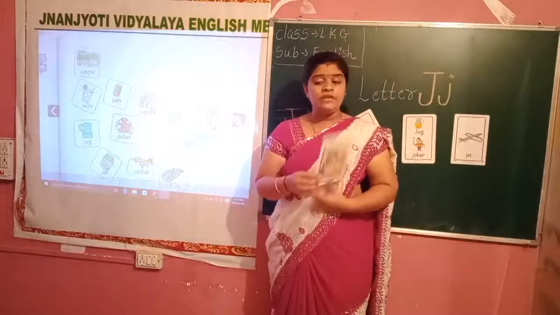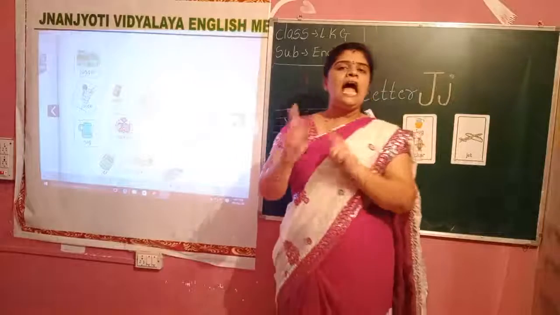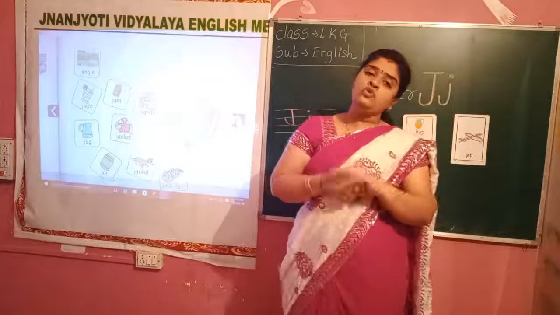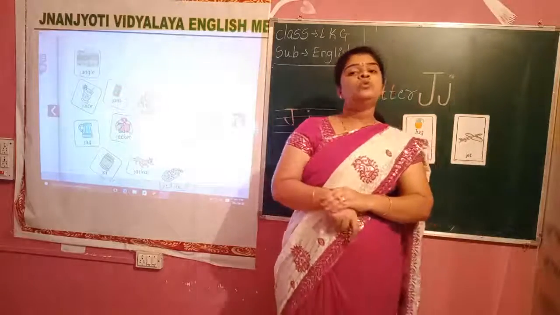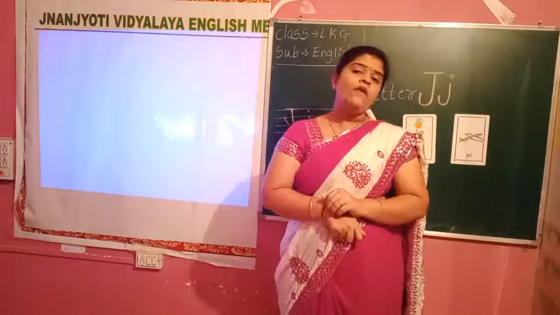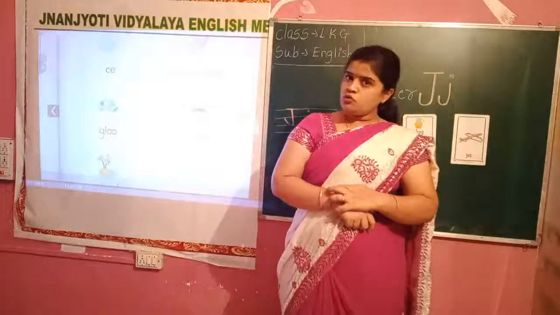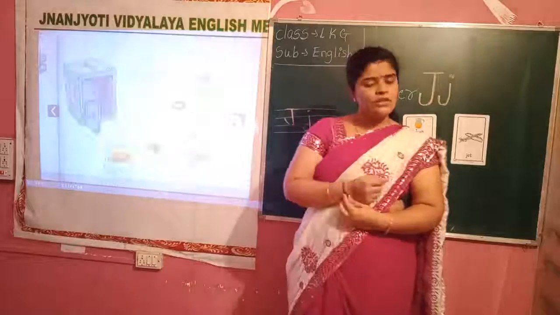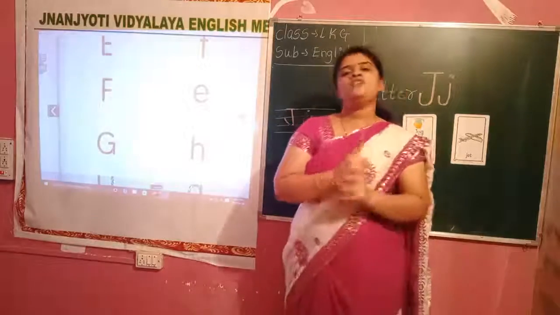Okay. Today we learned which letters, children? Today we learned the letters I and J. What do you have to do? You have to practice the letters I and J, and you have to trace the dots and fill in the colors. Okay. Afterwards, you have to read the pictures. Sorry, which words begin with the letter I and J?